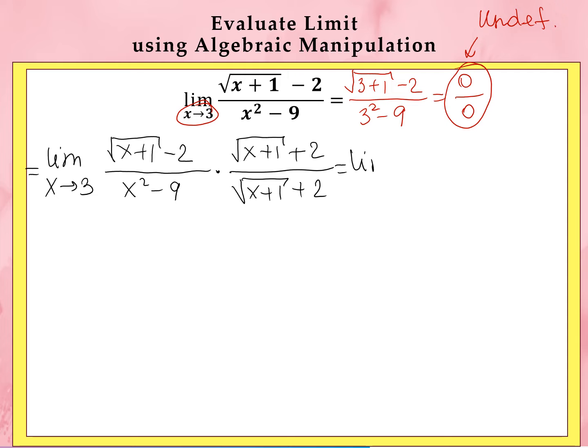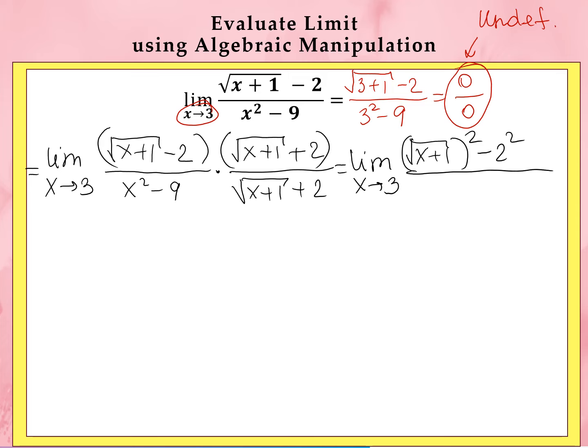Now we have the limit as x approaches 3. The numerator gives us a difference of squares. So it would be square root of x plus 1, squared, minus 2 squared. And we keep the denominator. It would be x squared minus 9 times square root of x plus 1 plus 2.